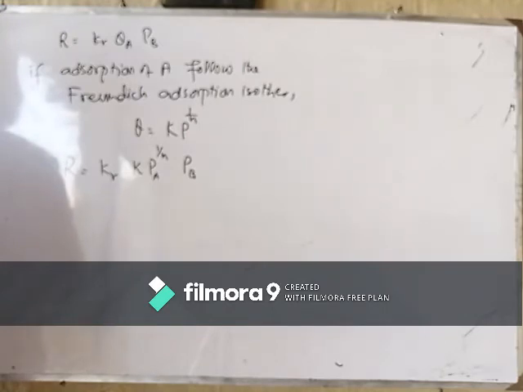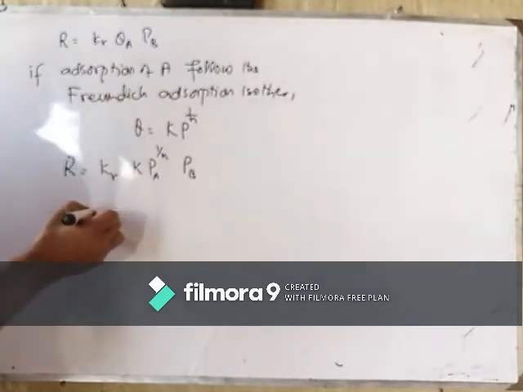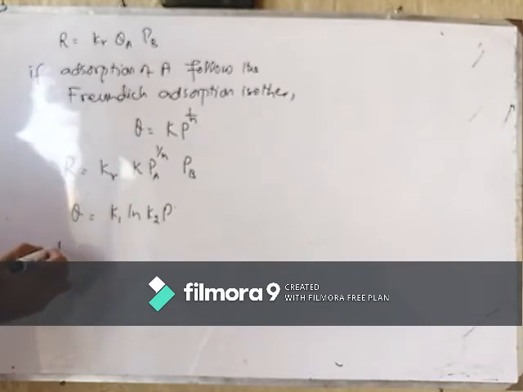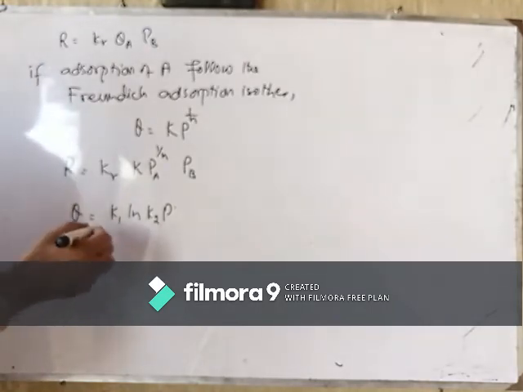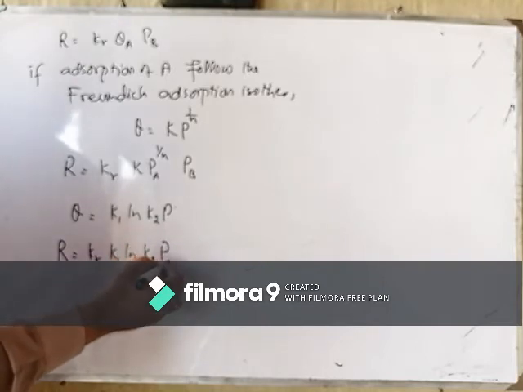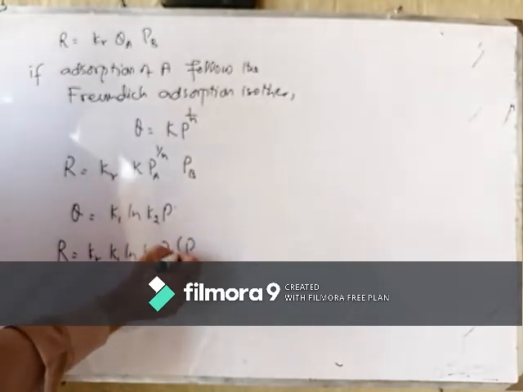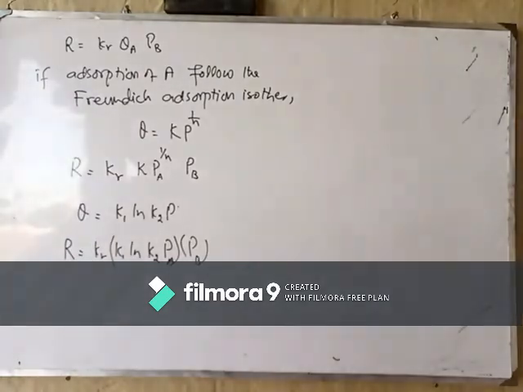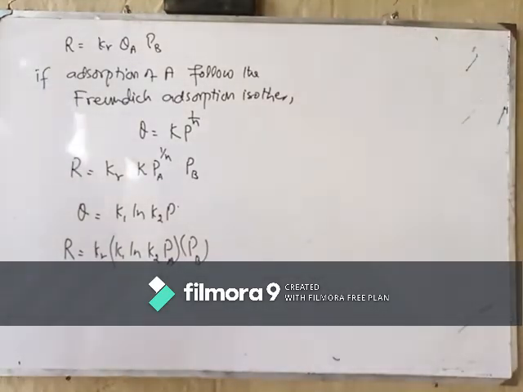Similarly, if adsorption follows the Temkin, so according to Temkin, the fractional surface coverage theta is equal to K1 log of K2 and P. So the rate expression will be equal to Kr K1 log of K2 and pressure of A and pressure of B. So we have different types of rate expression depending upon the adsorption isotherms. So this is about the Eley-Rideal mechanism.